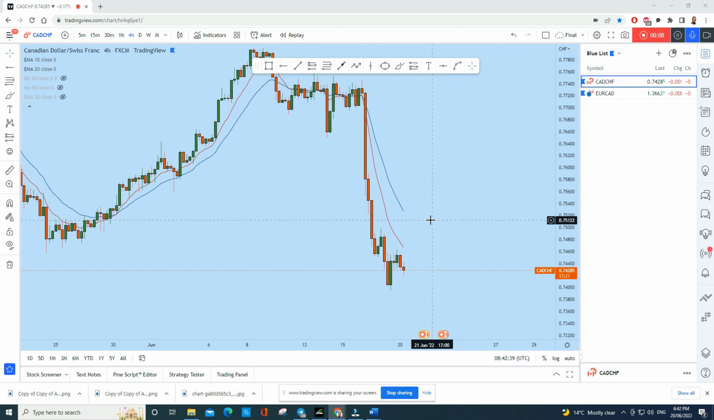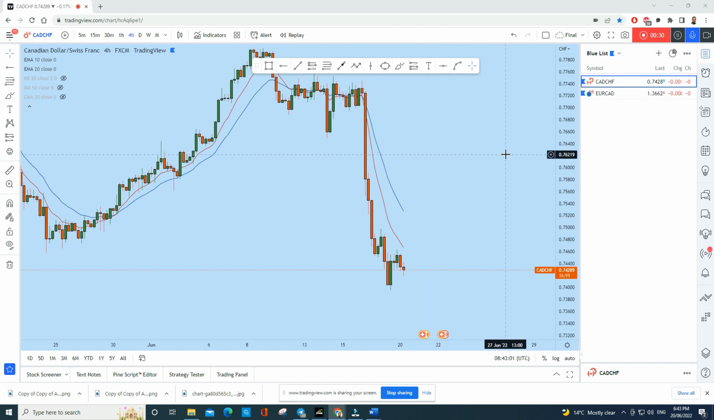Let's see what kind of trading opportunity we have in both of these instruments. As you can see on the 4-hour time frame, we see a significant trading opportunity. Now, before we discuss what it is, let's do a complete multi-time frame analysis to see the bigger picture. Then we'll look at how we can trade EURCAD and CADCHF.